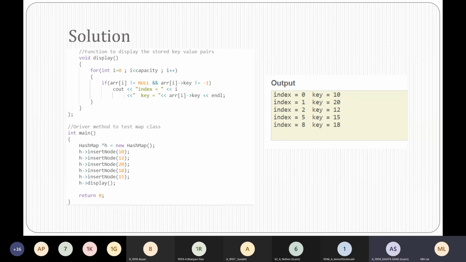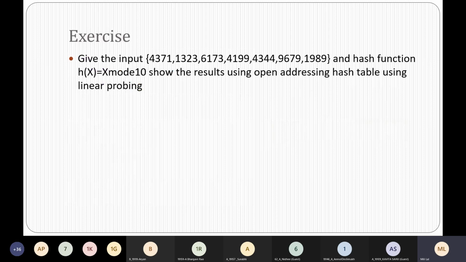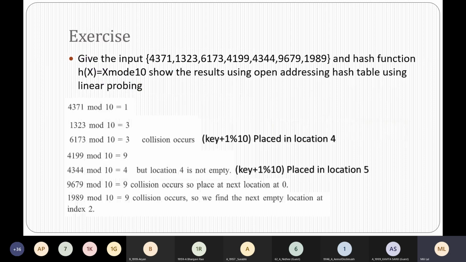Yes, ma'am. Okay, fine. So now you have index 2 for 12, index 5 for 15 and index 8 for 18. So this is how you will have to do the code corresponding to the algorithm. I hope it is clear. You can go through this example right now if you can see the screen. Can you see the screen?